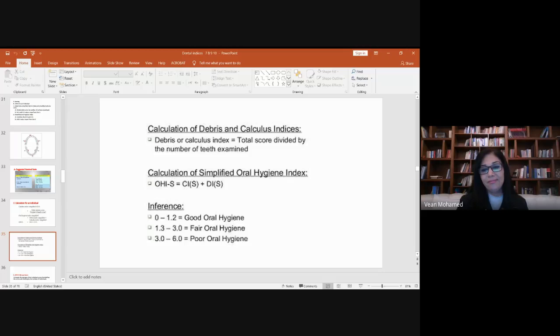Debris index, oral hygiene index, and the interpretation: good oral hygiene, fair oral hygiene, and poor oral hygiene. Now you know that when someone says that I have good oral hygiene, it is just talking, just a speech. It is not scientifically based. They have to examine their teeth, their gingiva, their plaque, their debris, and their calculus. Then there is a number that represents something, which can be interpreted as good or fair or poor.